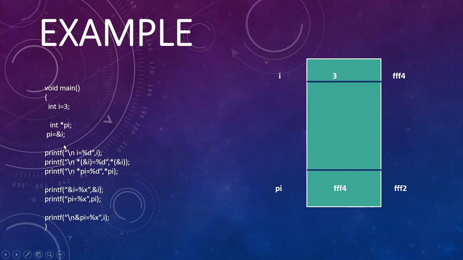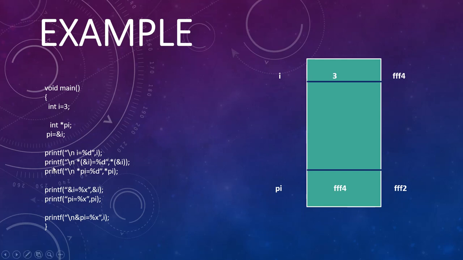Now see here. Here i equals %d means here the value of i. Value of i is 3. Very good. Now ampersand i means address of i. Here the address of i is this, and here it's a value. Its value is again 3. The address of i is this, and its value is 3. And pi is a pointer that holds the address of i.